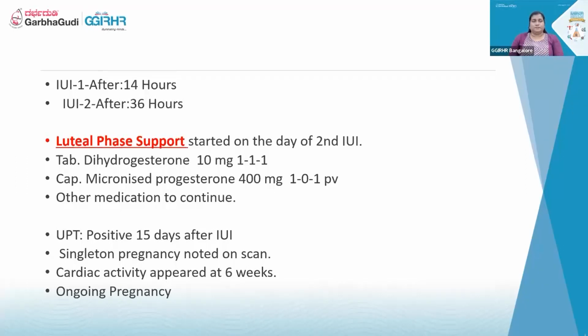dihydrogesterone 10 milligram TID, and we have also given micronized progesterone 400 milligram vaginal twice a day. UPT was positive 15 days after IUI, and a singleton pregnancy was noted on scan, with cardiac activity at 16 weeks.